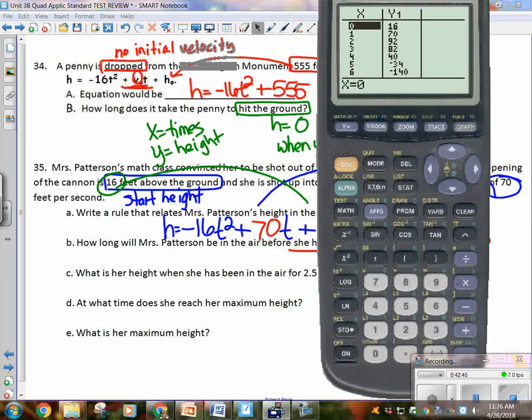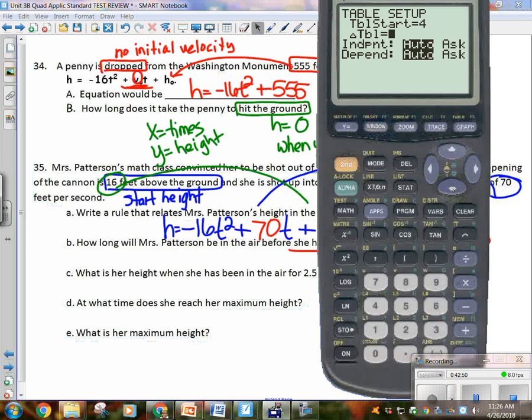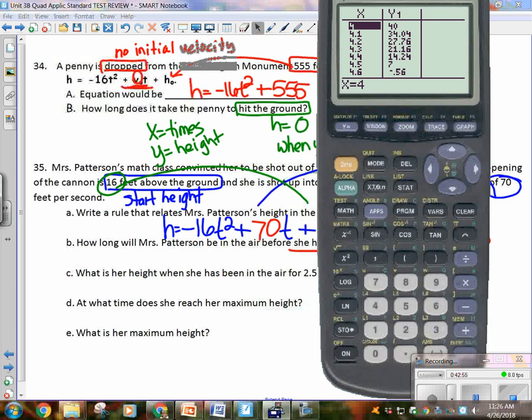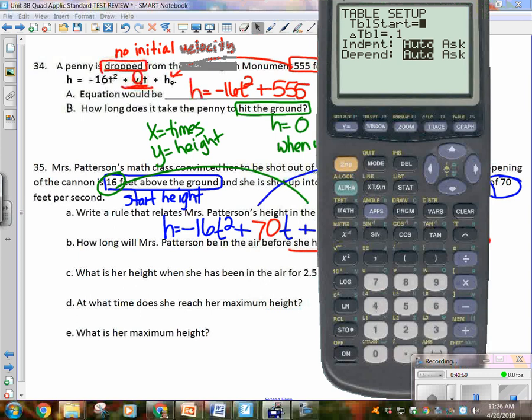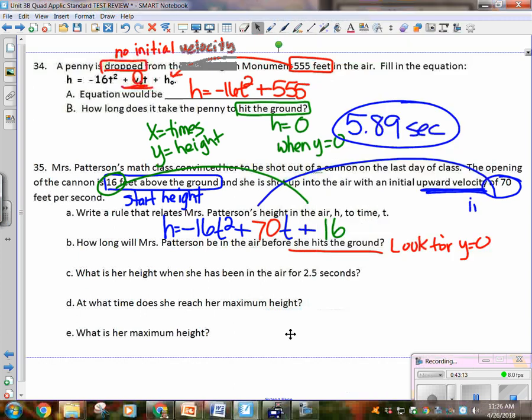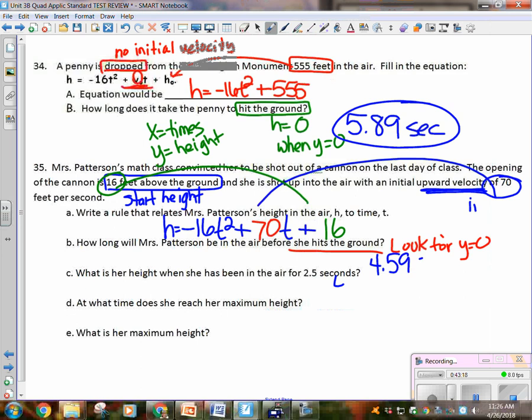How long will it take her to hit the ground? Looks like it's going to be between 4 and 5 seconds. I'm going to change my table to say start at 4 seconds, break it down by 0.1s. And when I go back to the table, it looks like about 4.5. So let's break it down again, start at 4.5, and break it down by 0.01, second table. So by the time I go down, I am very, very close to 0 at 4.59 seconds.